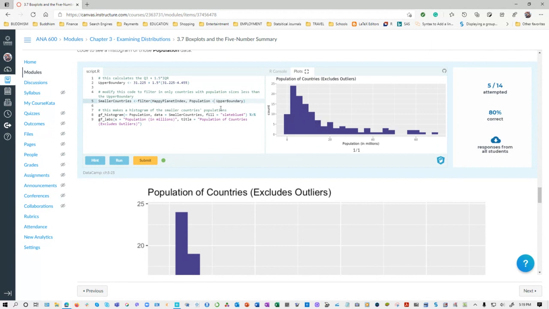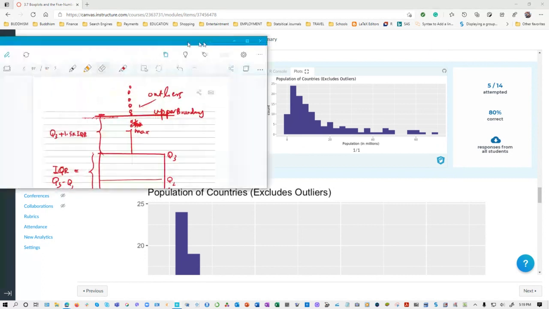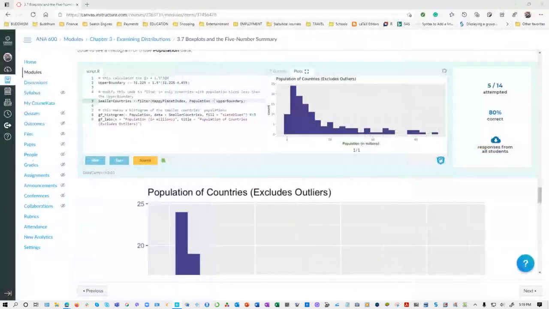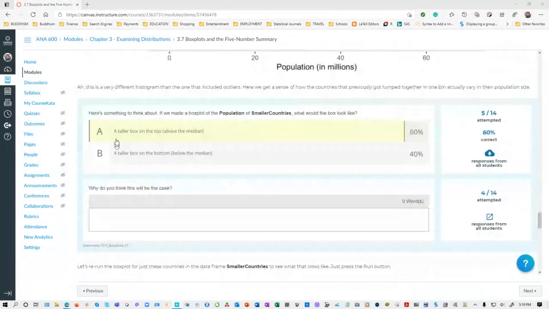Population, see, when you filter, you're going to take only the smaller countries, less than that upper bound. Let's say the population less than the upper bound, everything below this one. Anything larger than that, these outliers, we cut off, and then we drew the histogram for that, see, a taller box on the top.